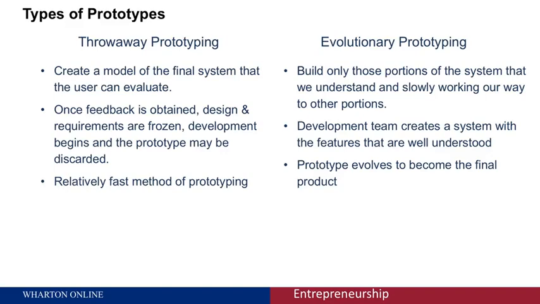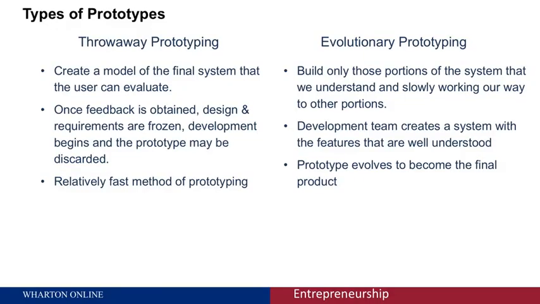Before we discuss how to prototype, it's useful to understand what are the different types of prototypes one can develop. Prototypes can be classified along multiple dimensions. The first one I'll discuss is whether the prototype is a throwaway prototype or an evolutionary prototype. The idea behind throwaway prototyping is to create a model of the final system that the user can evaluate. Once user feedback is obtained, the design and requirements are frozen. Development begins and the prototype may be discarded at this phase. This is a relatively fast method of prototyping, and it allows the user to experience all the important parts of the system before sharing feedback.